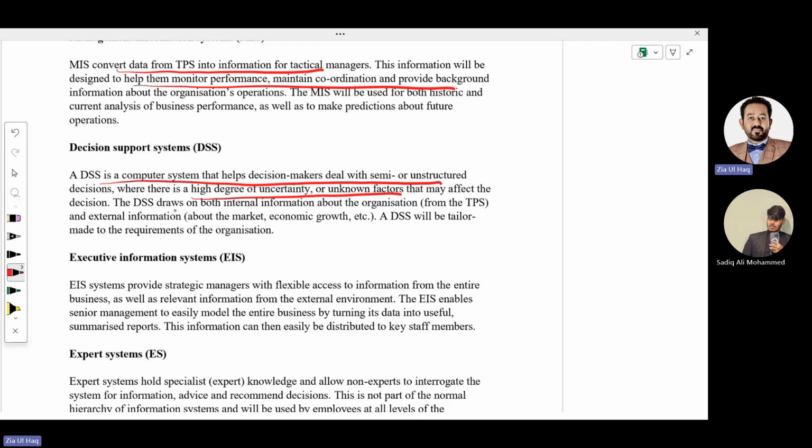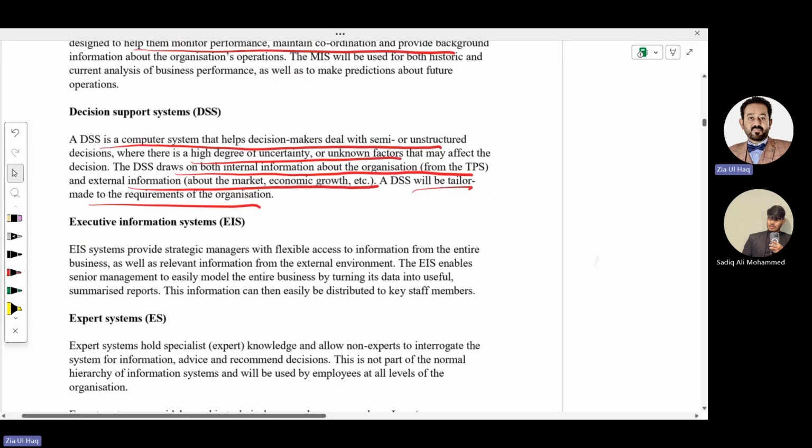A DSS draws on both internal information about the organization from the TPS and external information about the market, economic growth, etc. A DSS will be tailor made to the requirements of the organization. One organization's DSS cannot be used in any other organization. It is specific to that organization.